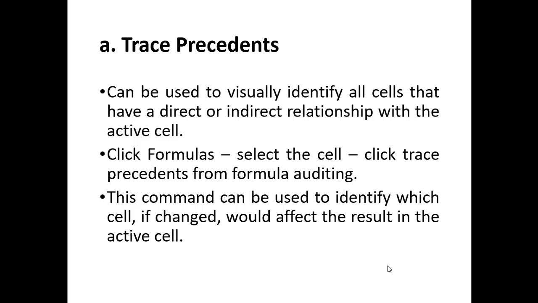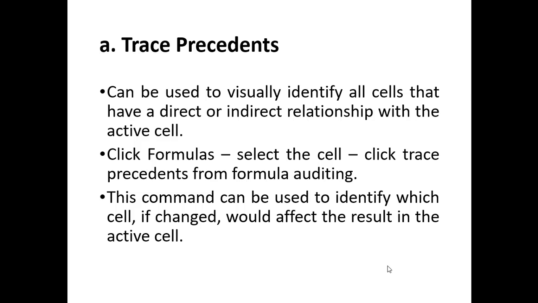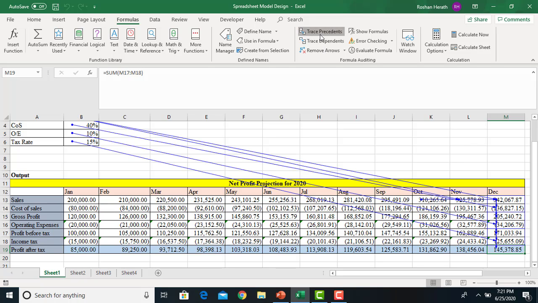Now let's look at the trace dependents. What is that? The trace dependents is the second command that you are going to learn. It can be used to identify all the formulas that are directly or indirectly affected by the active cell. So in fact, trace dependents is the other way around of trace precedents. Earlier we used to investigate what are the cells that have a relationship with the existing cell, the cells prior to this active cell. So that is what the trace precedent does.